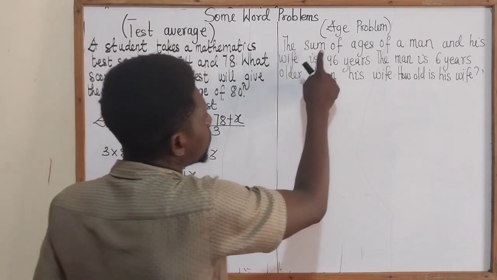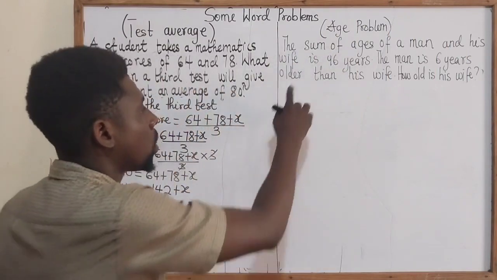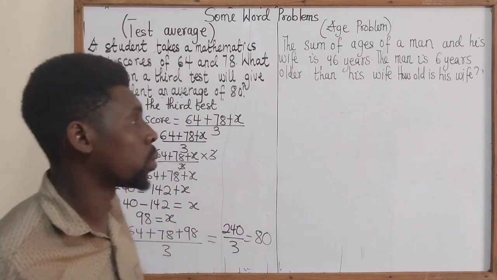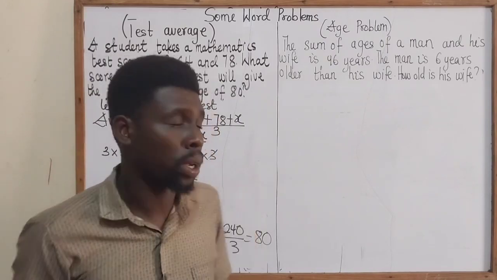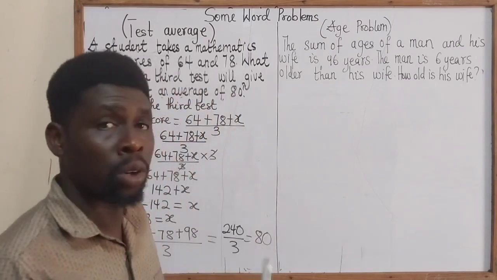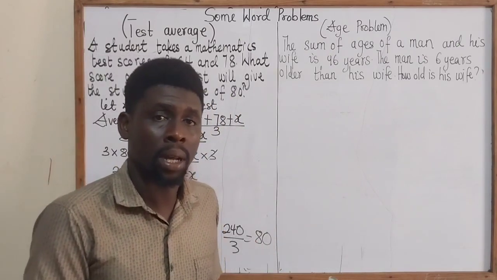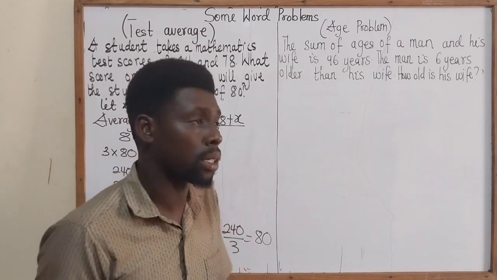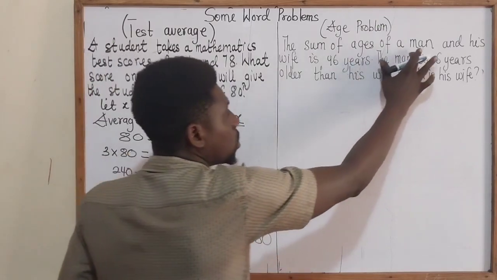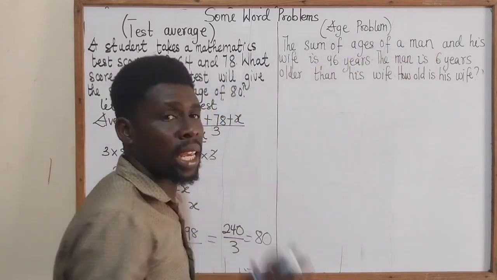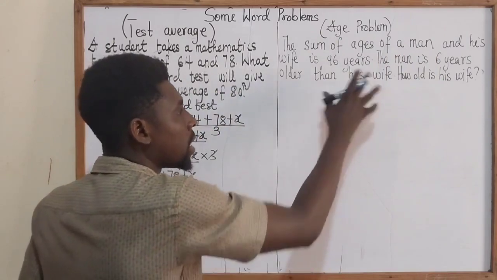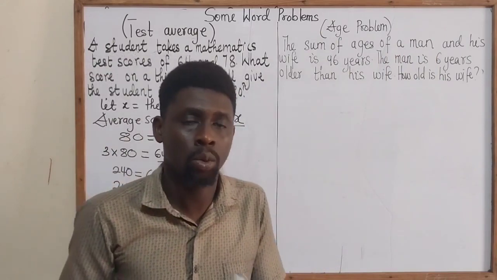We have: the sum of ages of a man and his wife is 96 years. The man is 6 years older than his wife. How old is his wife? All right, so what do we know and what don't we know? We know that the sum of ages of the man and his wife is 96 years, but we don't know their individual ages, okay? We don't know the age of the man and we don't know the age of the wife. Also, we know that the man is 6 years older than his wife, okay?